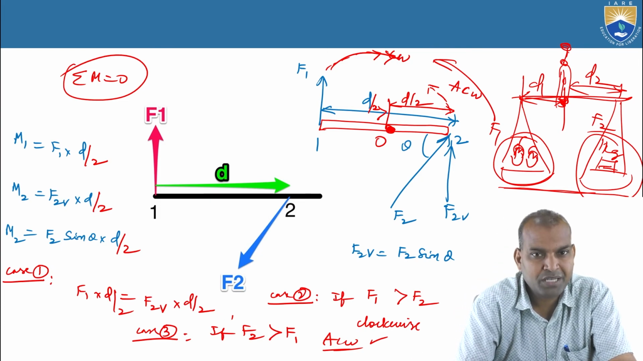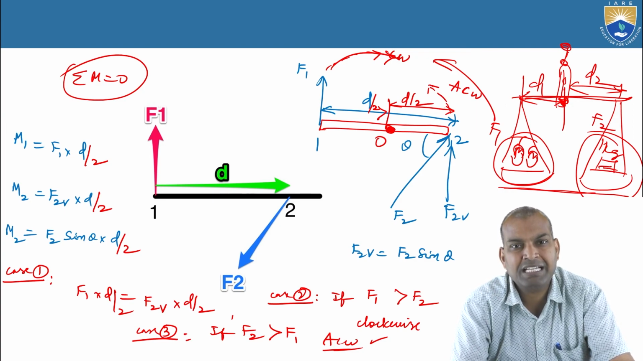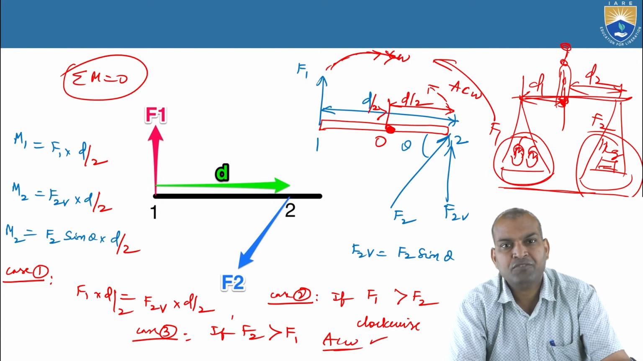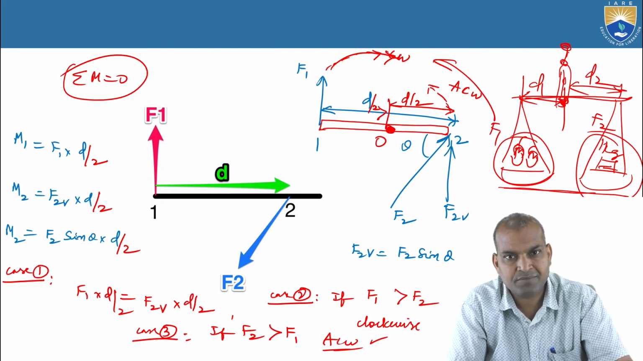So there are actually three types of equilibrium. That is horizontal equilibrium, sigma FH equal to 0, and vertical equilibrium, sigma FV equal to 0. And the third equation is sigma M equal to 0, moment equilibrium. So these are the three types of equilibrium cases.